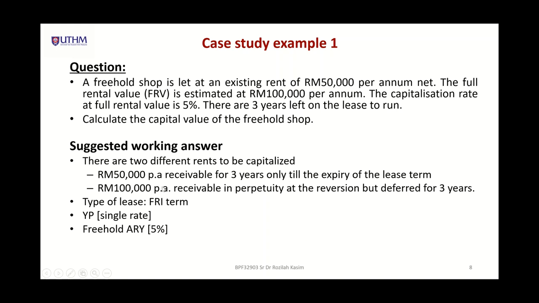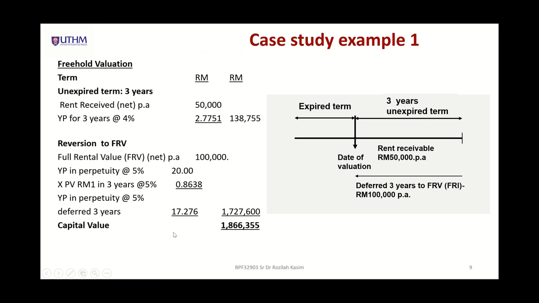And then the second rent that we need to capitalize is a market rent. This is a FRB, 100,000 per annum, supposed to be receivable in perpetuity by the landlord, but this amount only can be receivable to the landlord in perpetuity after the tenancy is ended, which is deferred 3 years. Okay, and then the rest will be the same. Okay, we go to the working answer.